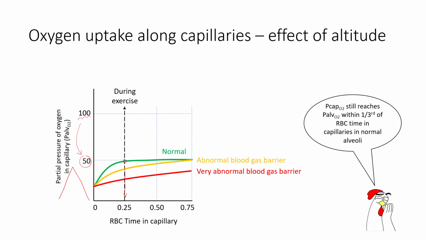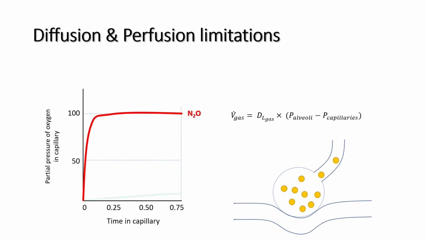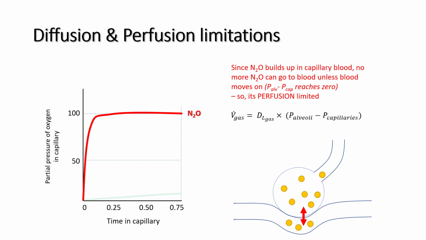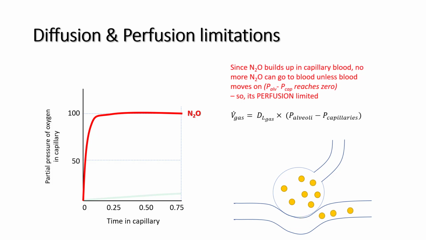Let's talk about two different concepts, diffusion and perfusion limitation. Let's talk about a gas called nitrous oxide, which diffuses pretty fast through the membrane. Once the nitrous oxide crosses the alveolo-capillary membrane and goes into the blood, it equilibrates there, so further diffusion stops. Unless there is blood flow to remove this saturated nitrous oxide blood in the capillaries, more nitrous oxide cannot diffuse through. So nitrous oxide is said to be perfusion limited.